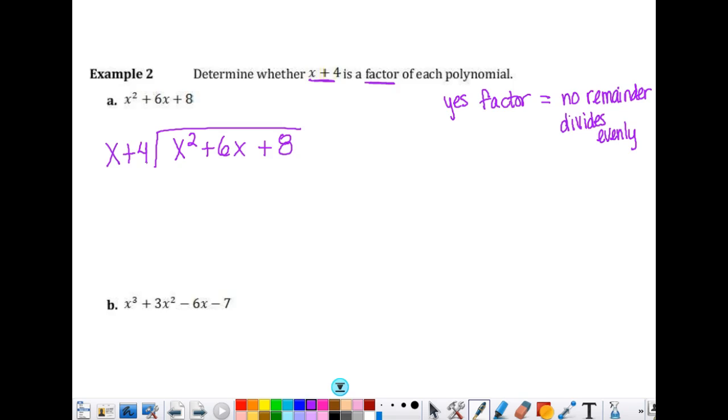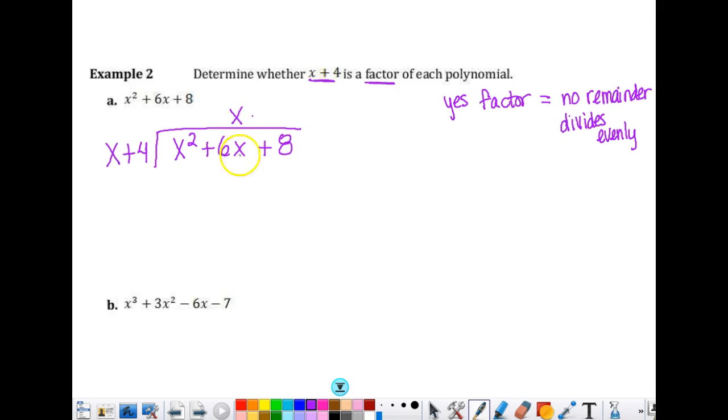So we're going to cover up everything but the first term with our hands, and we're going to cover up the 4 with our hands. So we're going to say something times x is x squared. What would that be? An x. And you're going to write it right here.